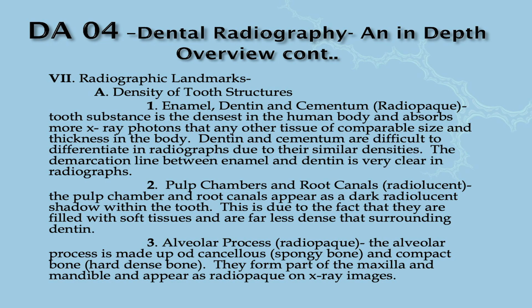It is important to know, though, as we move on, radiographic landmarks. So density of two structures, as we discussed before, are the enamel, dentin, and cementum. Those appear radio-opaque. Pulp chambers and root canals are more radiolucent. Alveolar processes in the mouth tend to look more radiopaque.